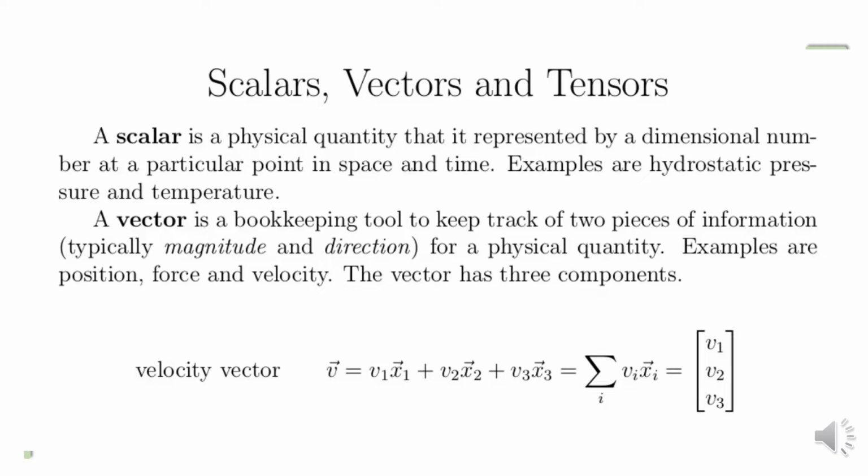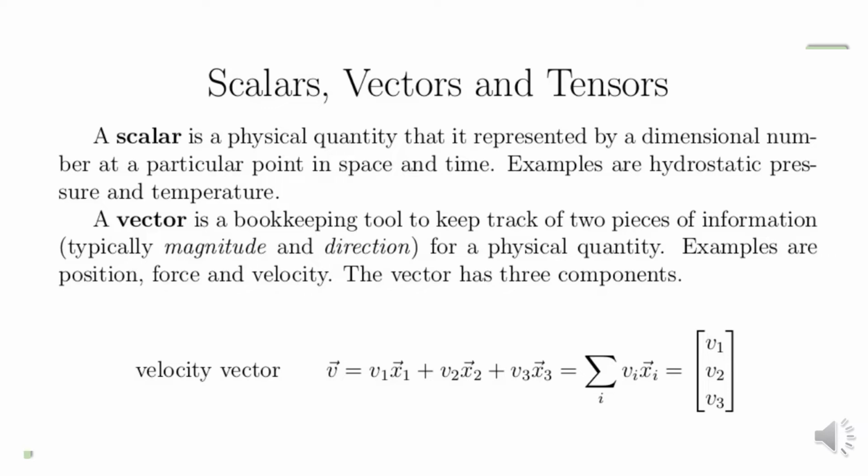To discuss and understand tensors, we're going to start with the scalars, vectors, and then tensors. A scalar is a physical quantity that is represented by a dimensional number and a particular point in space and time, which has a magnitude but not a direction. Examples are hydrostatic pressure and temperature.